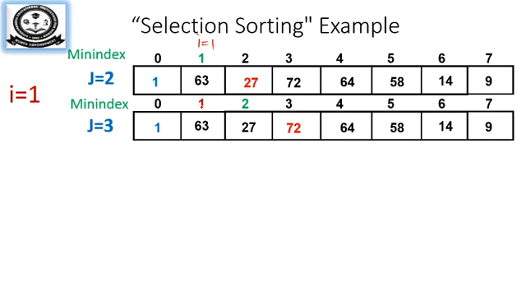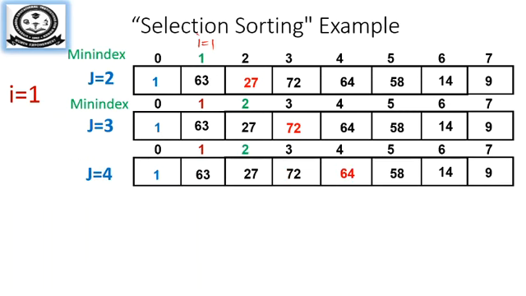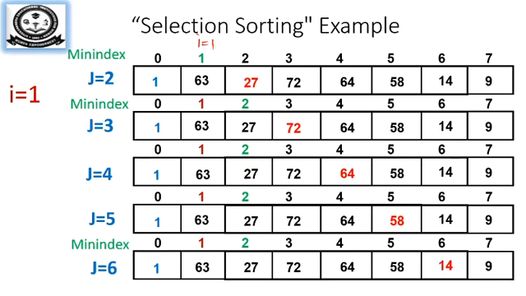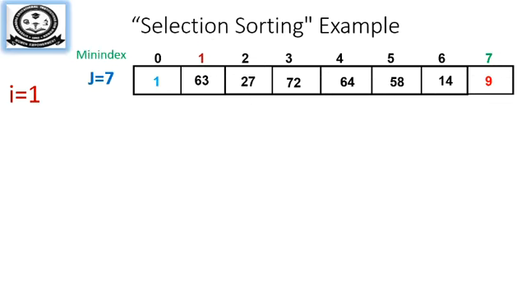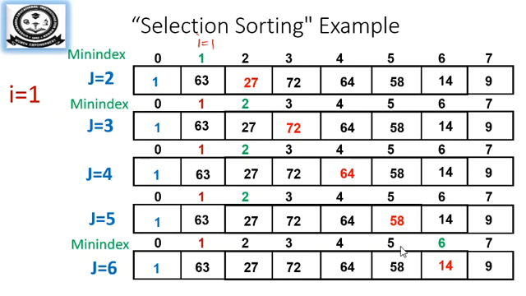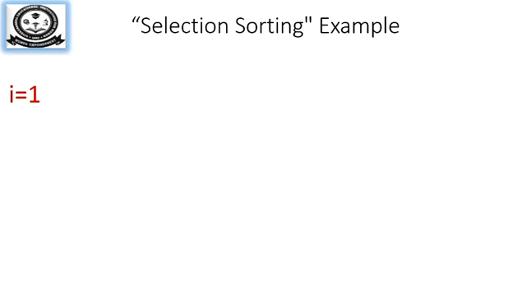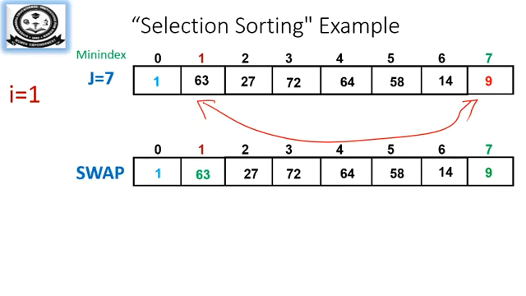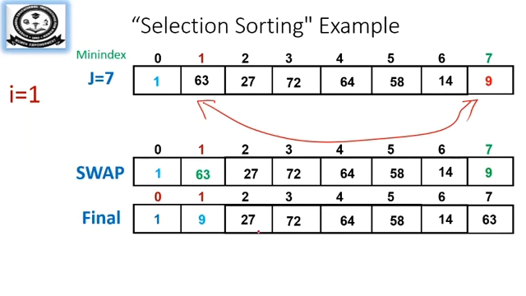Now the brown color tells that the second position is considered. Now 72 is not less than 27, no updation. 64 is not updated. 58 is not updated, but 14 is less than 27, so it will be getting updated. So 14 is less than 27, so min index is getting updated, and the next value will be 9. 9 is also less than 14, so 7 will be getting updated. Now we are going to swap between the first position and the 7th position. So after the swap happens, the final result will be of this form.